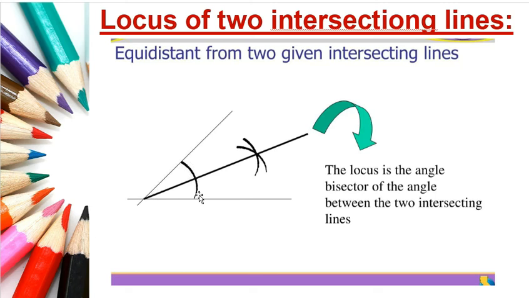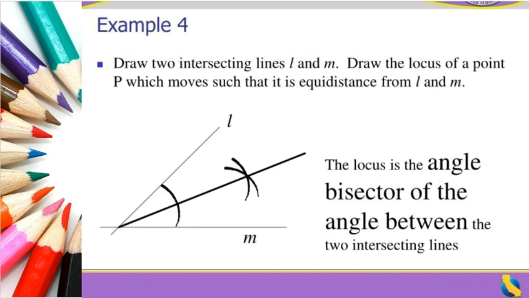How will we draw the angle bisector? We will open our compass 3 centimeter. In all the cases of angle bisector, we can open the compass 3 centimeter and then construct the angle bisector. For example, here we have an example. Draw 2 intersecting lines L and M. Draw the locus of a point P which moves such that it is equidistant from L and M. The locus is the angle bisector of the angle between the 2 intersecting lines. So here we have 2 intersecting lines L and M, and these two are intersecting at this common point.